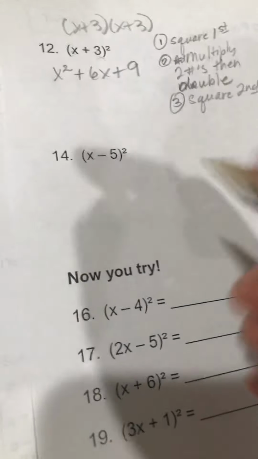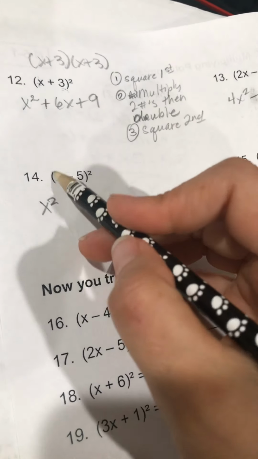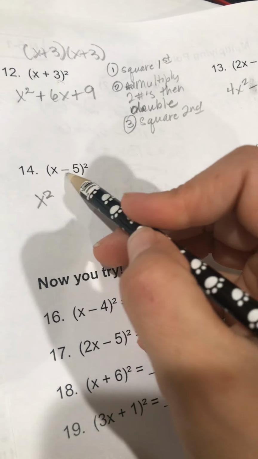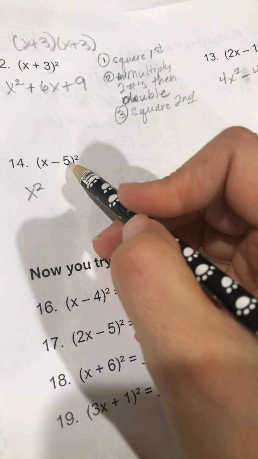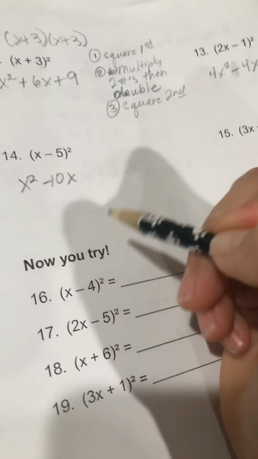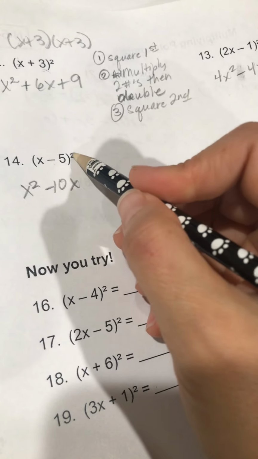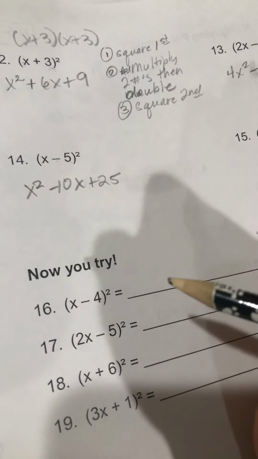Okay, let's do this one. So you square your first one, which is x squared. Now you're going to multiply 1 times negative 5, which is negative 5, and then double it, which is negative 10. And now you're going to take negative 5 and square it. So negative 5 times negative 5 is positive 25.